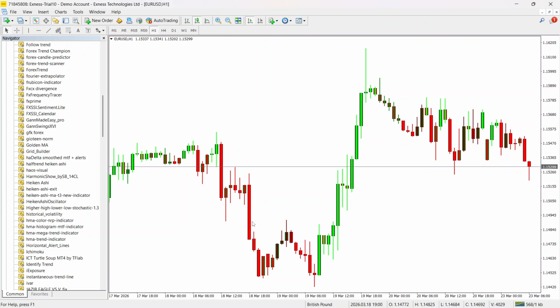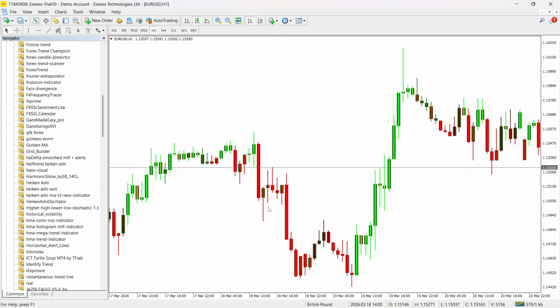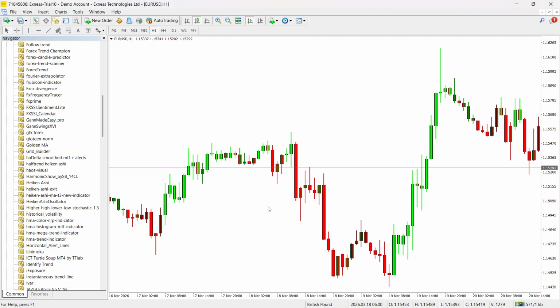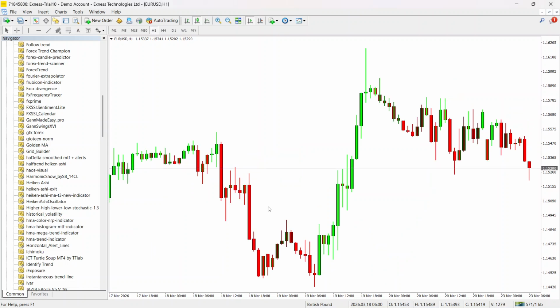And let's move over to who it is for and its limitations. The Forex Trend Scanner Indicator is suited to traders who want an at-a-glance view of trend direction and strength using candle colors rather than separate lines or histograms in additional windows.